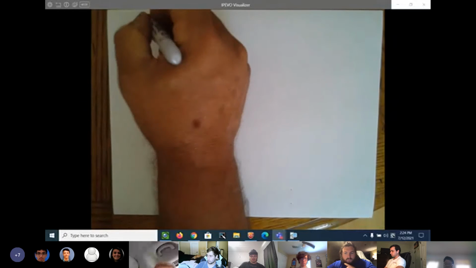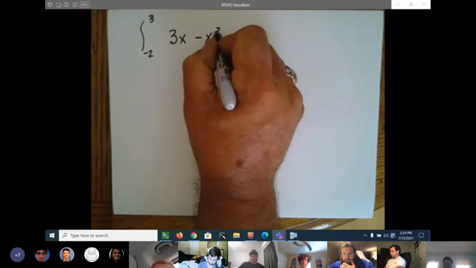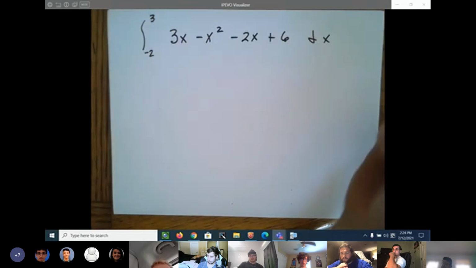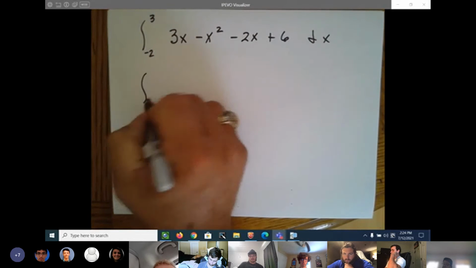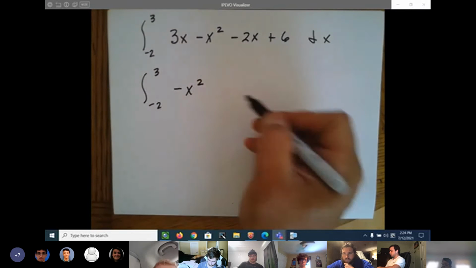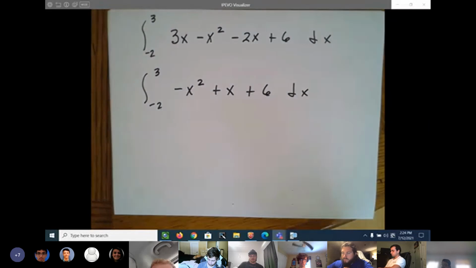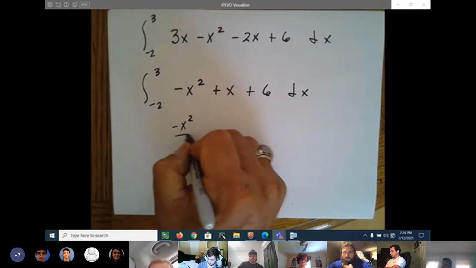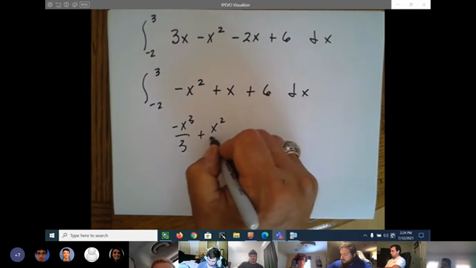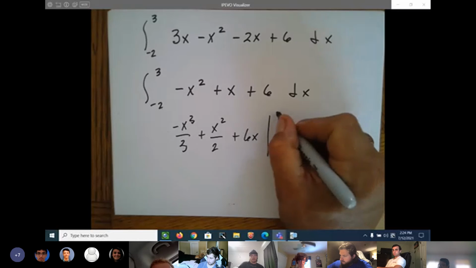Antiderivative from -2 to 3 of 3x minus x squared minus 2x plus 6 dx. Antiderivative from -2 to 3 of -x squared plus x plus 6 dx. That's -x cubed over 3, plus x squared over 2, plus 6x, evaluated at -2 and 3.